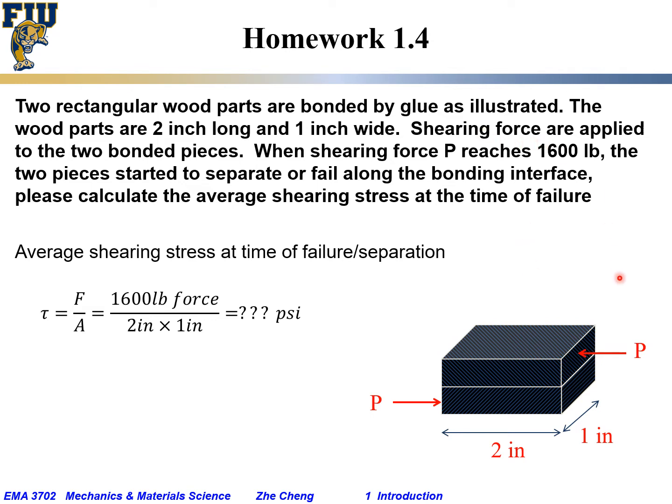And a pair of shearing forces, P, are applied to the bonded pieces in the plane of symmetry. I should have mentioned they are in the plane of symmetry. And when the shearing force P, or P prime, reaches 1600 pound force, the two pieces start to separate or fail along the bonding interface. The top piece moves towards the left, the bottom piece moves towards the right, and they start to separate or fail along the bonded surface.